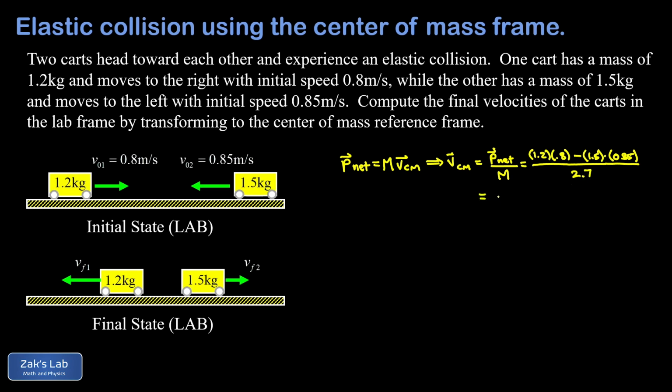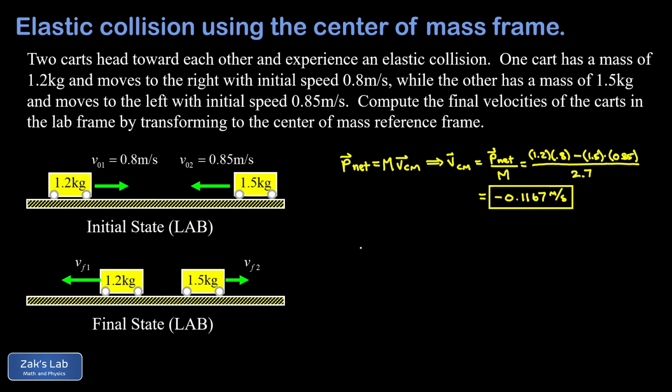And I'm going to keep a little extra precision on this answer. We arrive at a center of mass velocity that's actually leftward, so we're using a minus sign to indicate leftward. And it's actually a repeating decimal. It's 0.1166 repeating, but we're going to go ahead and round off at 4 significant digits as 0.1167 meters per second to the left.